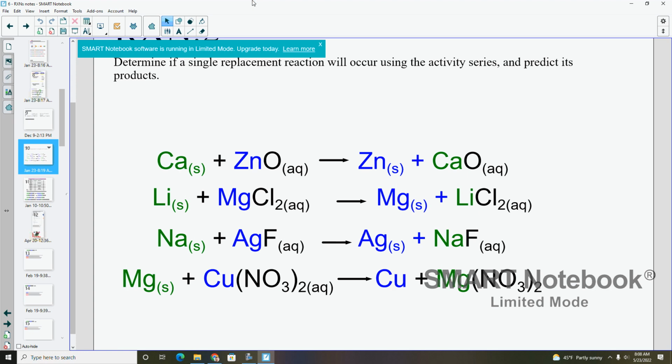Okay? Lithium above magnesium? Is it? It'll switch. Is lithium solid, green, above the blue? It is. It'll switch. Is sodium above Ag? Is Na above Ag on the list? So you put your finger on both, put your finger on the solid, put your finger on, is it above? So switch. Is Mg above Cu? So switch, okay? Let's find one where they don't.